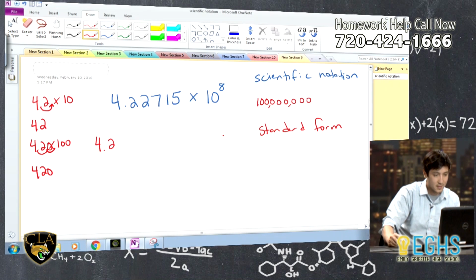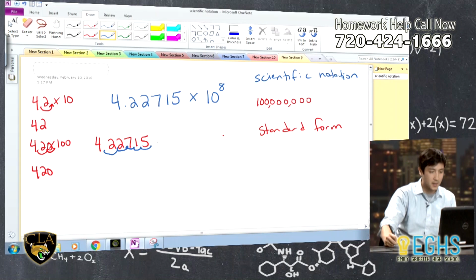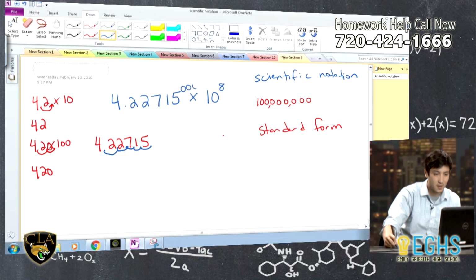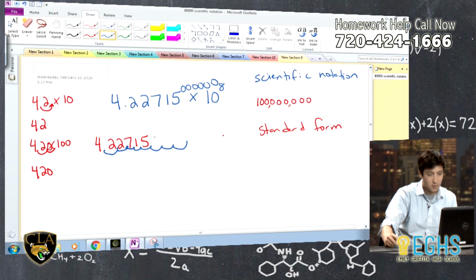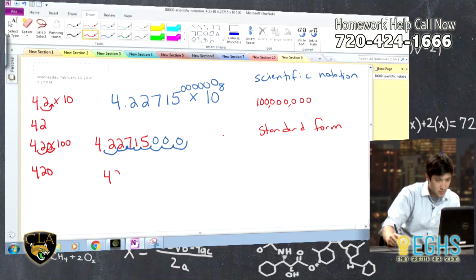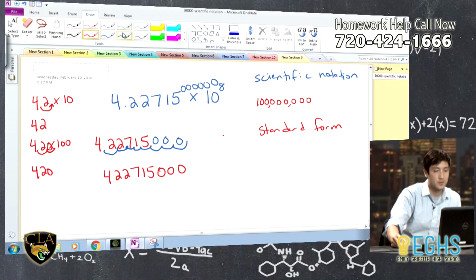So all we would need to do is take that decimal. I'm going to rewrite this again so we have some space. And we're going to move this decimal place over 8 times to the right. So 1, 2, 3, 4, 5. And again, we're out of numbers here, but you could consider that there are an infinite number of zeros past the decimal place. So we had 5, 6, 7, 8. So just add 3 more zeros here. And then you get 4, 2, 2, 7, 1, 5, 0, 0, 0. Throw some commas in there so we can actually see what this number is.